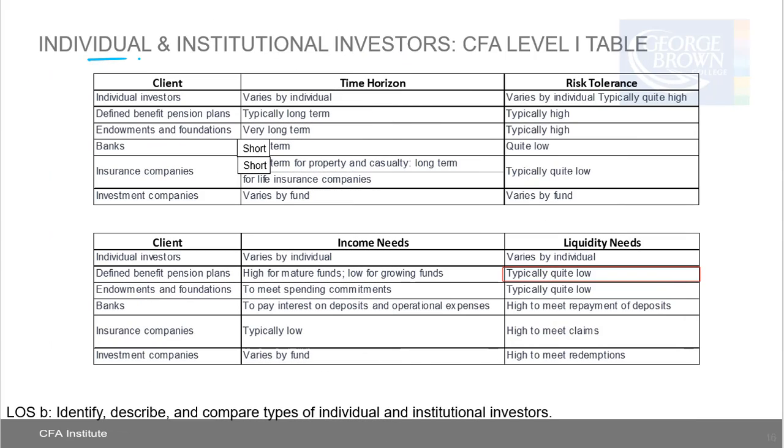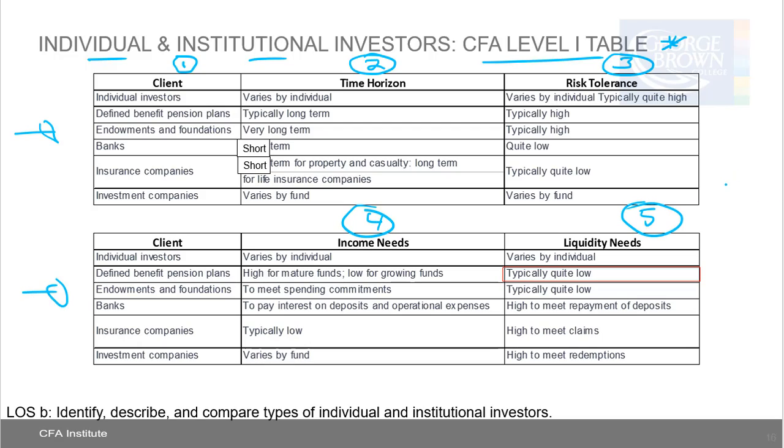So continuing with individual and institutional investors, this is actually a CFA Level One table from the curriculum, but it applies 100% to the Investment Foundations program as well. So I wanted to include it because I think it's quite good. Column number one is looking at the client, and then we're going to look at the time horizon, the risk tolerance, the income needs, and the liquidity needs.